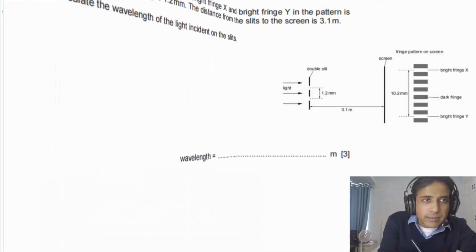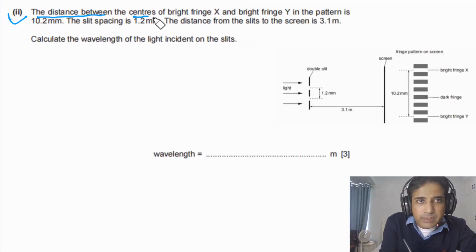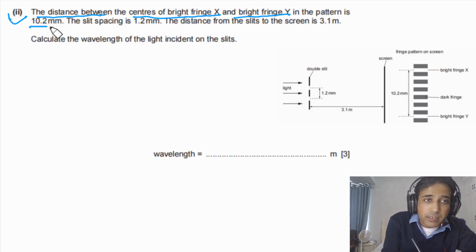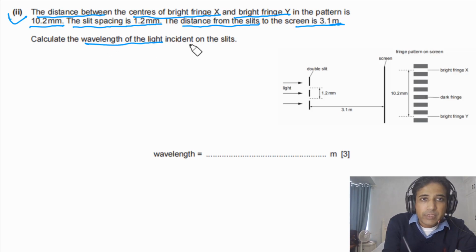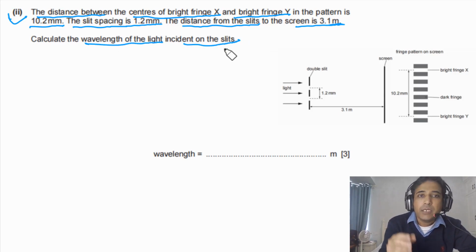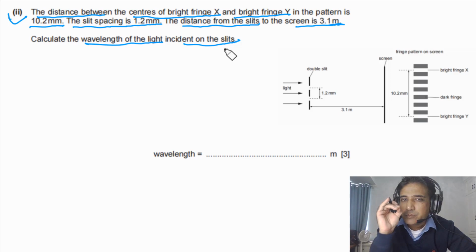It's a nice question. You need to understand how bright and dark fringes are formed, because this is a typical question in the exam. The second part says the distance between the centers of bright fringe X and bright fringe Y in the pattern is 10.2 millimeters. The slit spacing is 1.2 millimeters. The distance from the slits to the screen is 3.1 meters. Calculate the wavelength of the light incident on the slits. This is a typical question, but a little bit tricky. So how can we answer?